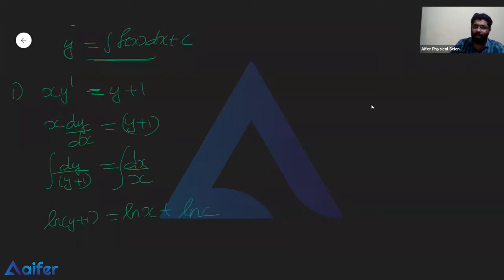I am introducing log c, so this is just log cx. So both sides we have log. Take the exponential, I get y plus 1 equal to cx. This is the solution of the differential equation. What does it represent actually? It is of the form y equal to mx plus c, so this represents a family of straight lines.